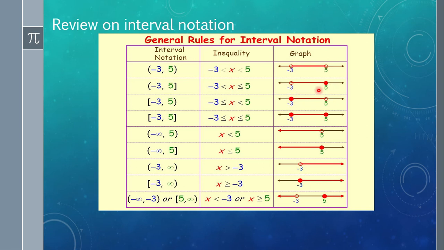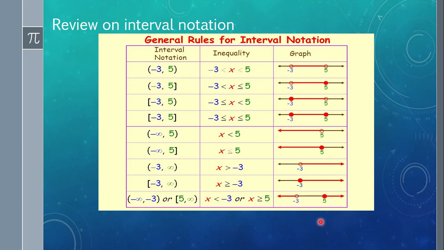As you can see, the 5 there is shaded because it is a closed bracket. Closed bracket means that that number is part of the solution, okay? Which means 5 is part of the solution. Same goes with the other representation here. The bracket symbols are shaded portion of the number, and then open intervals or parentheses are the hollow parts of the graph. Okay, so you can pause this one and you can take a review on interval notation.